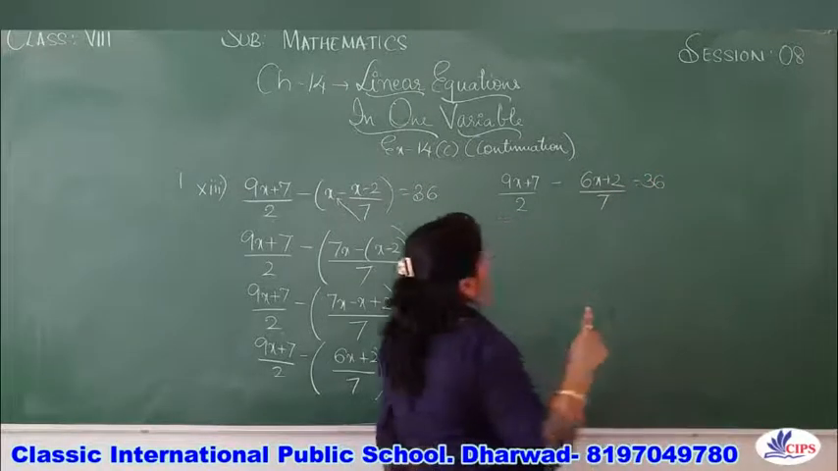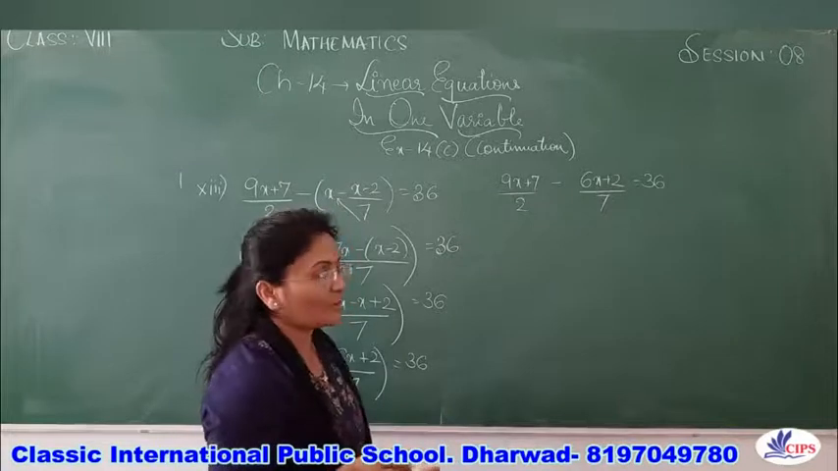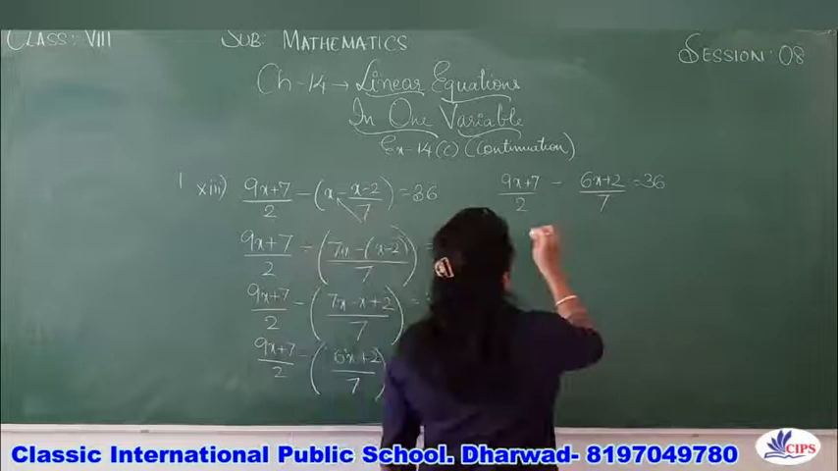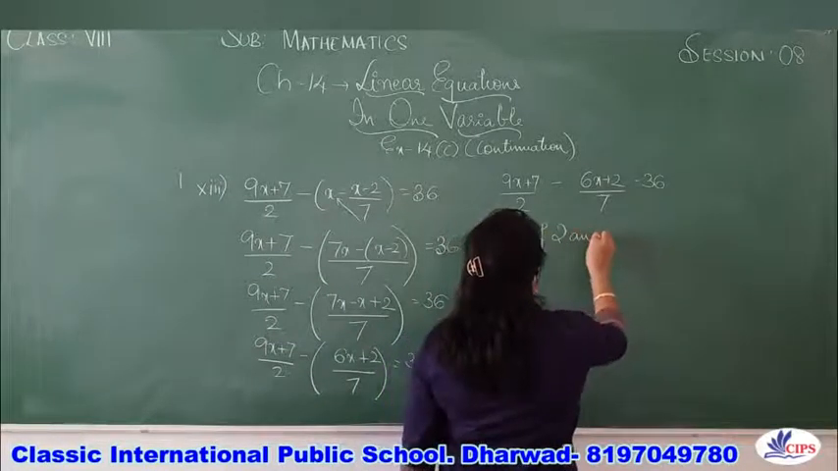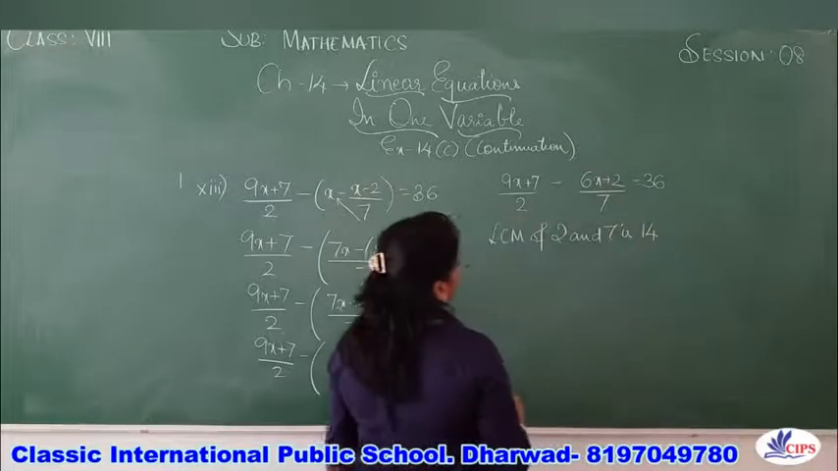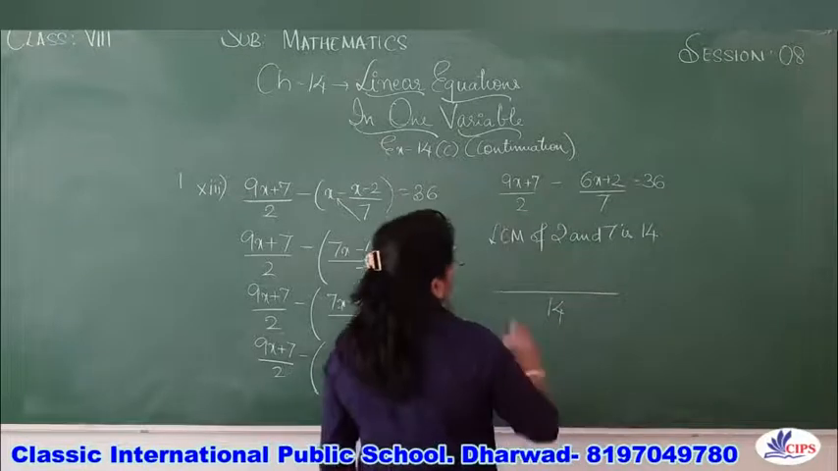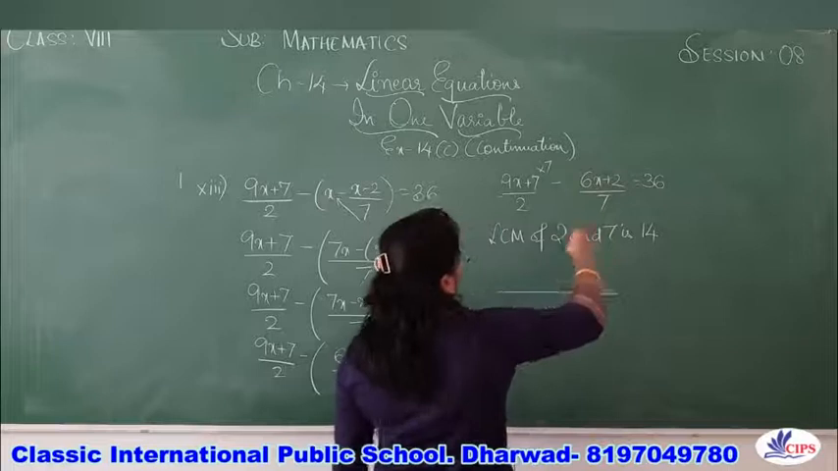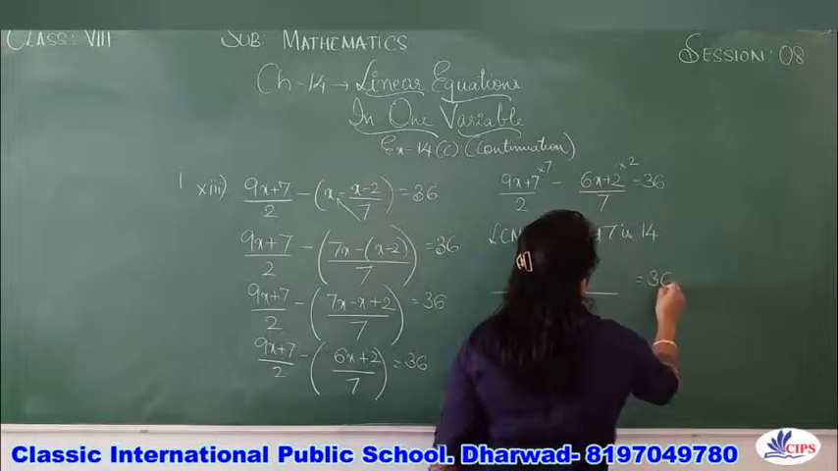Now you know how to solve this type of fraction sums. So we will take the LCM of the denominators 2 and 7. So what will be the LCM of 2 and 7? It will be 14. So LCM of 2 and 7 is 14. Now I will write the common denominator 14 for both. So here 2 sevens is 14 and 7 twos is 14. I will multiply 2 here and it is equal to 36.